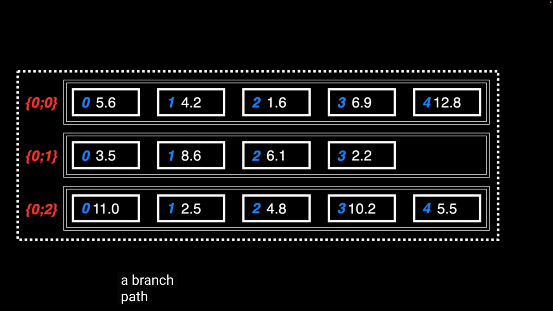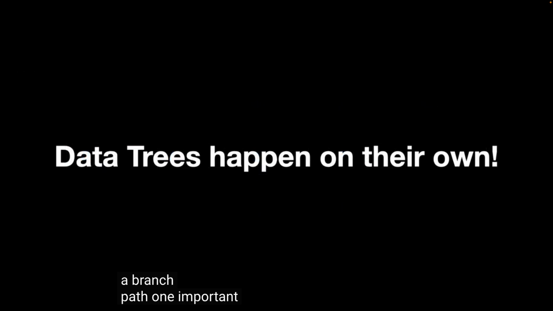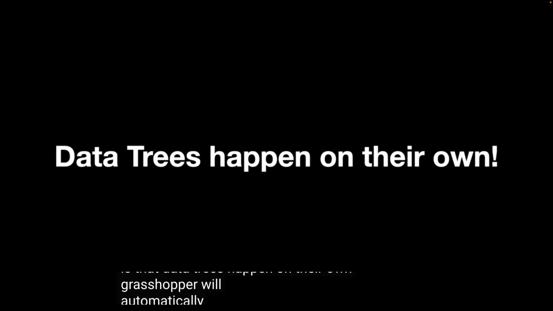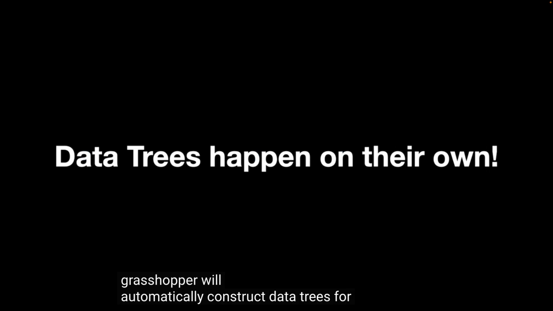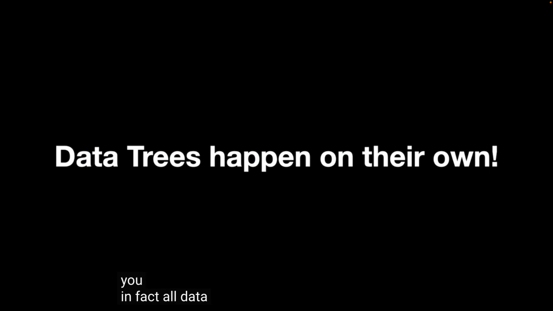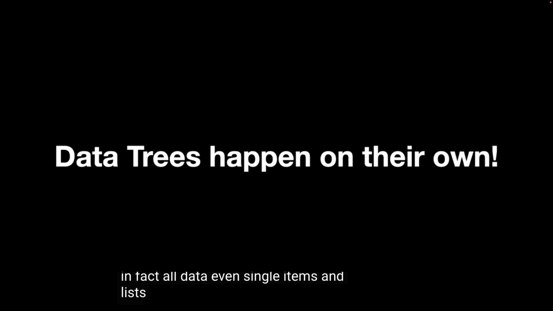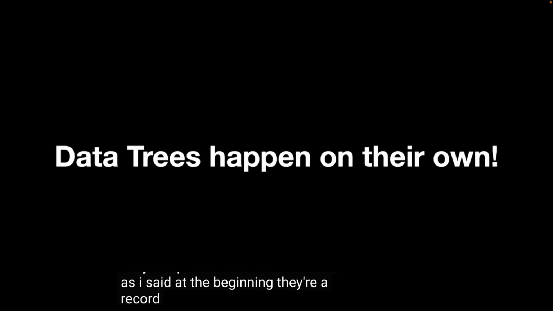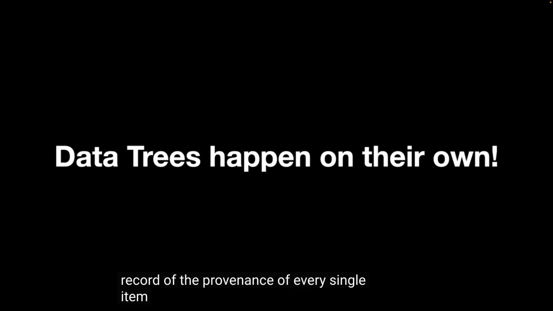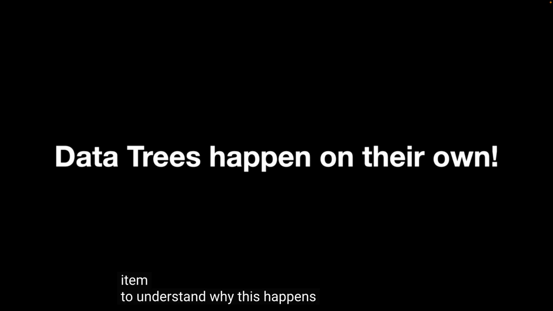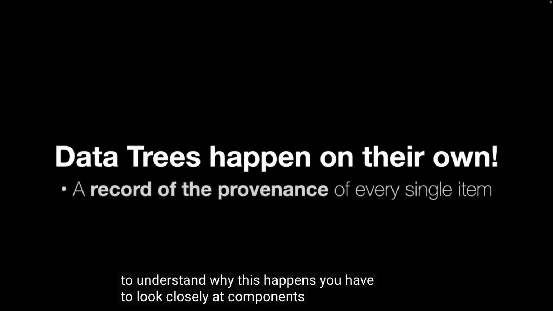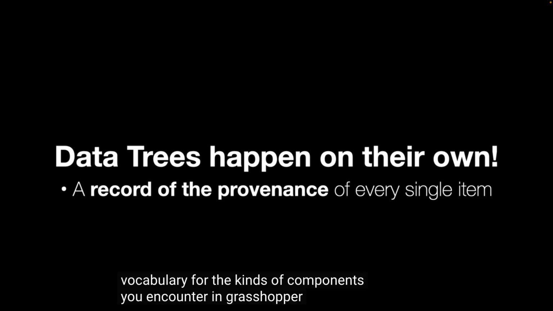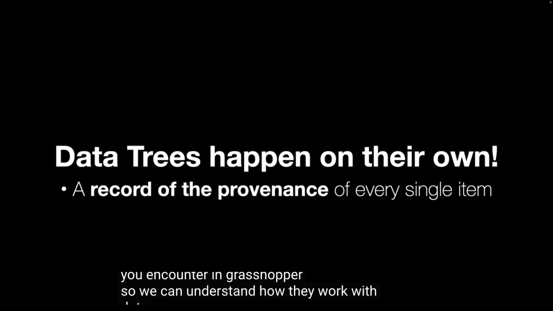branch path. One important thing to know is that data trees happen on their own. Grasshopper will automatically construct data trees for you. In fact, all data, even single items and lists, are just special cases of data trees. As I said at the beginning, they're a record of the provenance of every single item. To understand why this happens, you have to look closely at components. I'm going to introduce a made-up vocabulary for the kinds of components you encounter in Grasshopper so we can understand how they work with data trees.